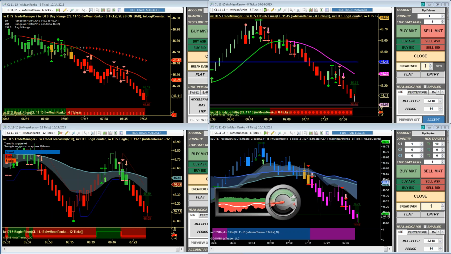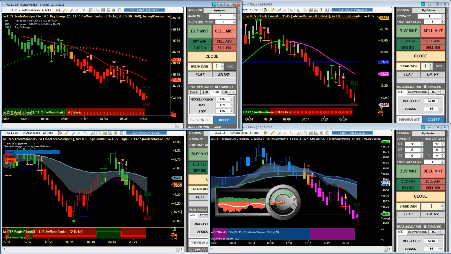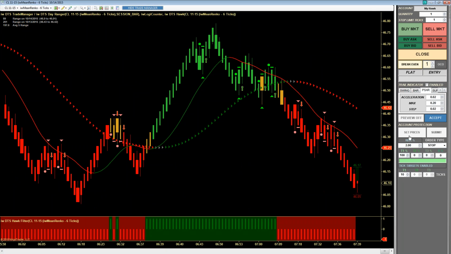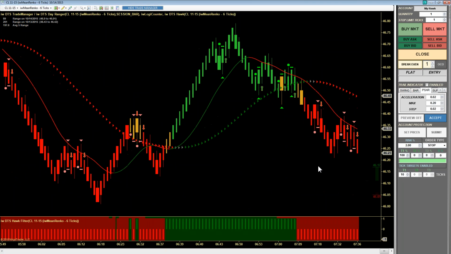Dan is asking, which system do you suggest for scalping and the shortest stop? Well, scalping would be the Hawk microscalper right up here. Shortest stop, see, you guys are still thinking the old-fashioned way, where in order to protect myself, I need to keep a tight stop. But that's not how you do it.